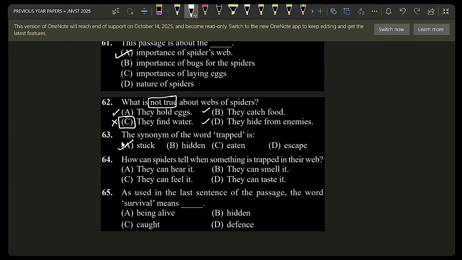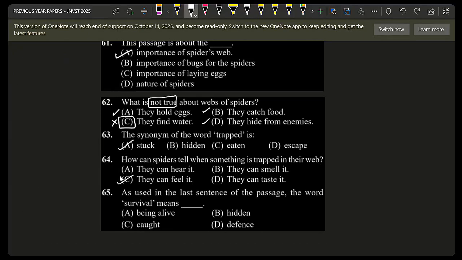64. How can spiders tell when something is trapped in their web? So spiders may not be seeing that an insect is flying and coming, and it may be looking somewhere else, or it's in sleepy mode. So how do they identify something is trapped there? They can hear it, no. They can smell it, no. They can feel it, yes. Why? Because when something is stuck there, the web starts to move. So the vibrations cause the spider to be alert that something is ready to be eaten. They can taste it, no. Option C. They can feel it because whatever insect is stuck will move the web.